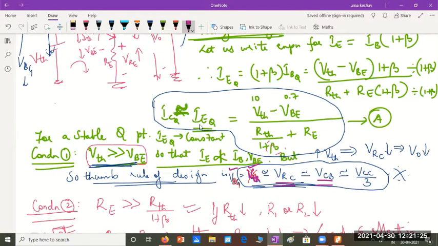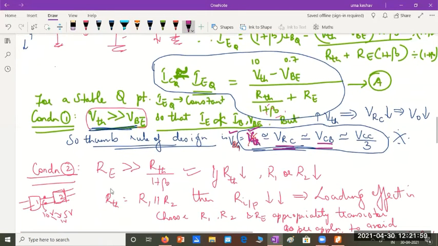And the second condition is again looking into this expression for emitter current. In the denominator, we saw there is a factor beta, which is temperature dependent and dependent on the transistor used. It varies from transistor to transistor. So if I have to make this emitter current independent of beta, the possibility here is to make this resistance Re much greater than the resistance RTH by 1 plus beta. That's the second condition which we have considered here for design.